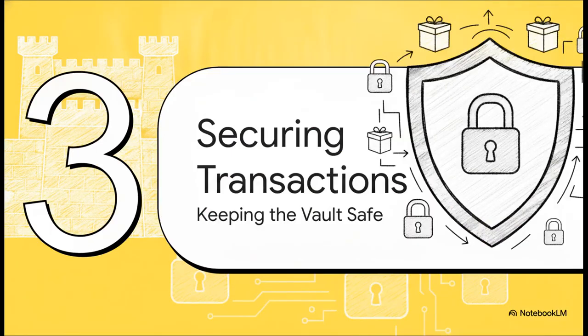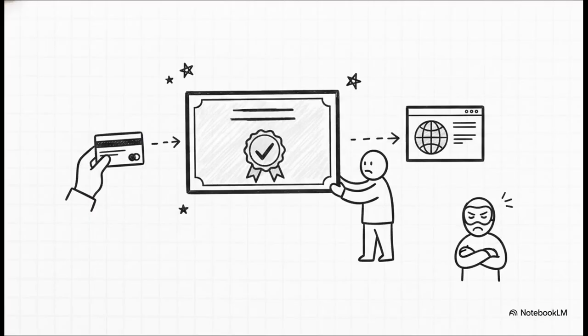Section 3. Securing online business transactions. Keeping the vault safe. So now that we've fortified the walls, how do we actually safely conduct business and move money around? When you send sensitive data online, how do you mathematically guarantee the website is who it claims to be? The answer is digital certificates. These are basically verified IDs for the internet.